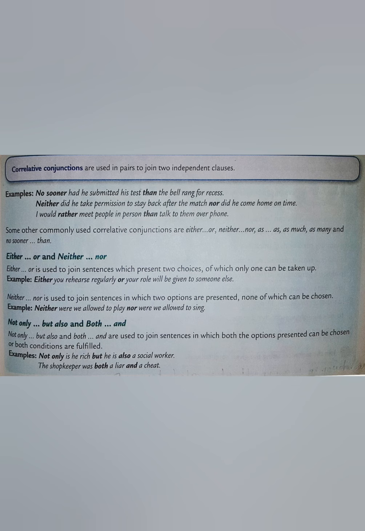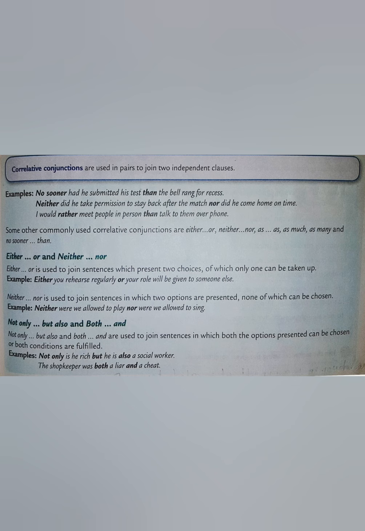Now let's talk about the next type of conjunction, that is correlative conjunctions. Correlative conjunctions are used in pairs to join two independent clauses. Here we have two independent clauses which, if not joined together, can stand on their own. Means they have their own individuality. For example, no sooner had he submitted his test than the bell rang for recess. Neither did he take permission to stay back after the match, nor did he come home on time.